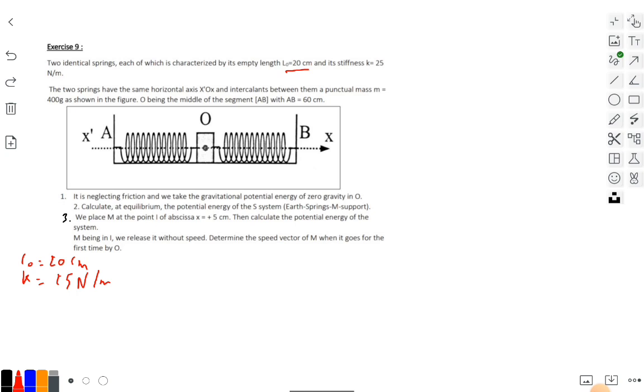a punctual mass m equal to 400 grams. From gram to kilogram, times 10 to the power minus 3, it's equal to 0.4 kilogram. In physics, the SI unit of mass is kilogram. O is the middle of the segment AB, with AB equal to 60 centimeters, which is equal to 0.6 meter, from centimeter to meter times 10 to the power minus 2.